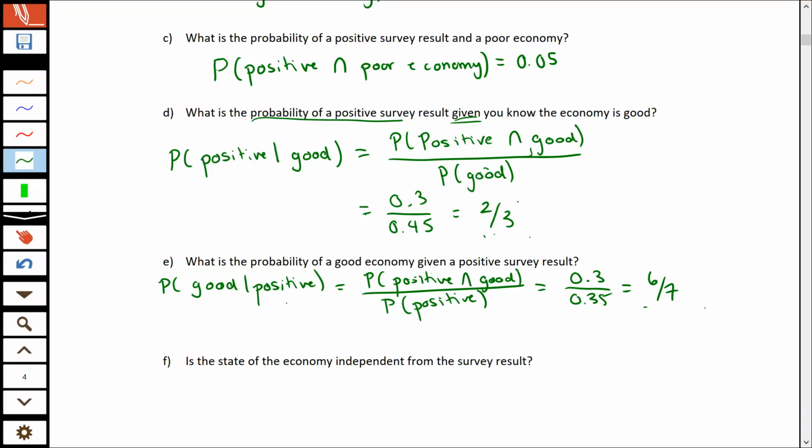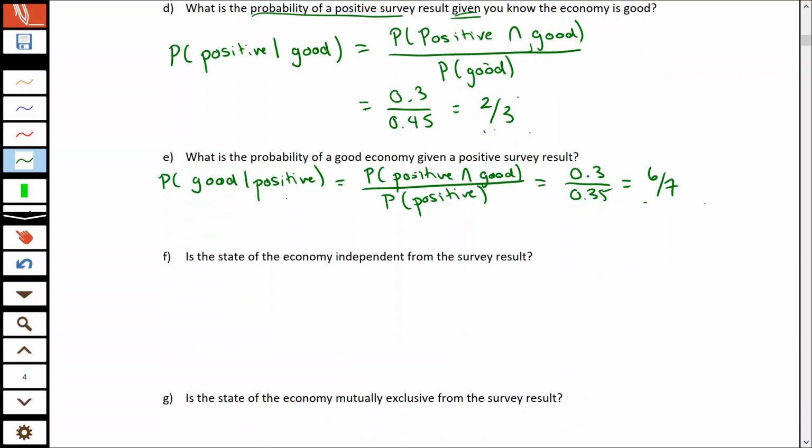So part F asks us, generally speaking, is the state of the economy independent from the survey result? So this is just a general question of, are these two events independent or not? And so if they were independent, right, we know that the probability of A given B should just equal the probability of A. So if I want to use, let's say, positive and good as our example here, it's just generally asking about independence of this whole system.